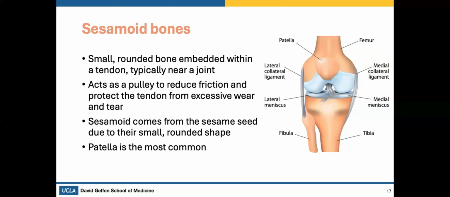Lastly, the sesamoid bones. These are small and round, similar to a sesame seed. That's where the name comes from. These act as a pulley to reduce friction and protect the tendon from excessive wear and tear. The patella is the most common example of sesamoid bones. They're usually found near the joints.